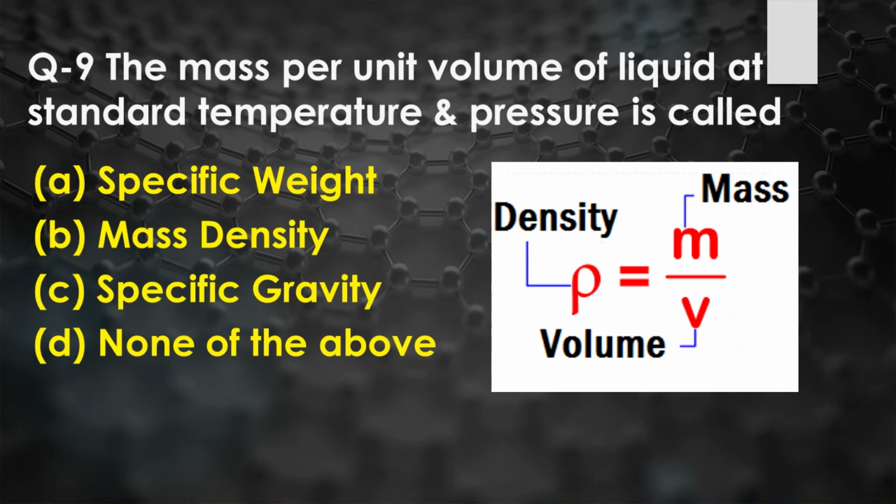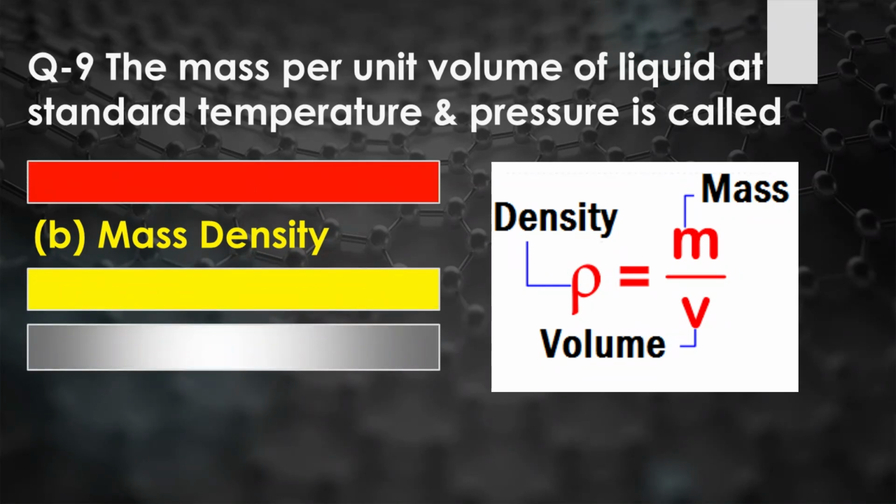We know that density equals mass upon volume and its unit is kg per meter cube. So here the right answer is option B, mass density.